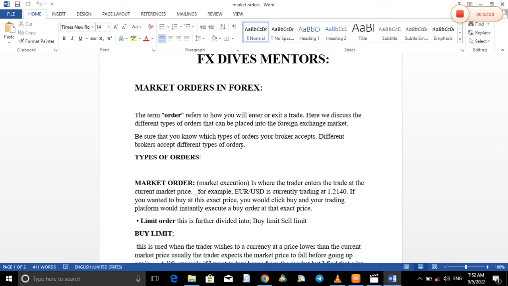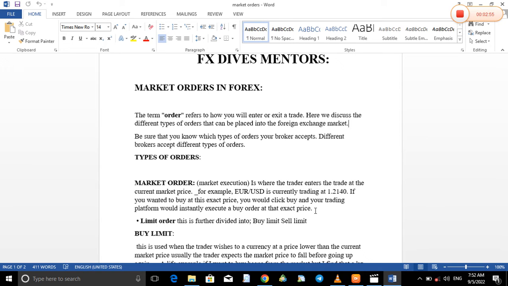Now the first order we're going to be explaining is what we call market order or market execution. It is where the trader enters the trade at the current market price. For example, EURUSD is currently trading at 1.2140. This is our exchange rate. If you wanted to buy at this exact price, you will click buy and your trading platform will instantly execute a buy order at that exact price. I think even the explanation is better.